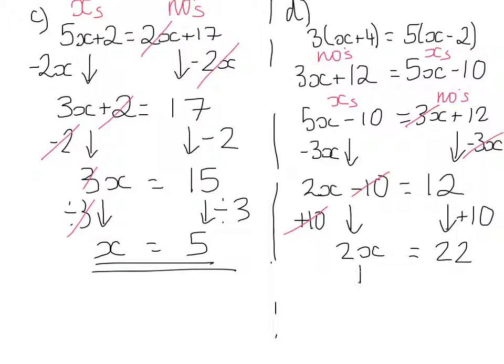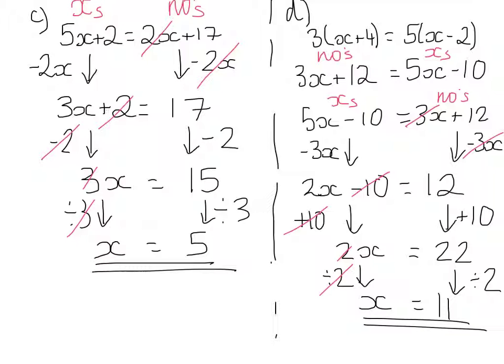Final step, need to get rid of this 2. At the moment I'm multiplying by 2, so I have to do the opposite, which is to divide by 2. So these 2's cancel, so all I'm left with on this side is an x, and on this side I've got 22 divided by 2, which is 11. So your final answer is x equals 11.